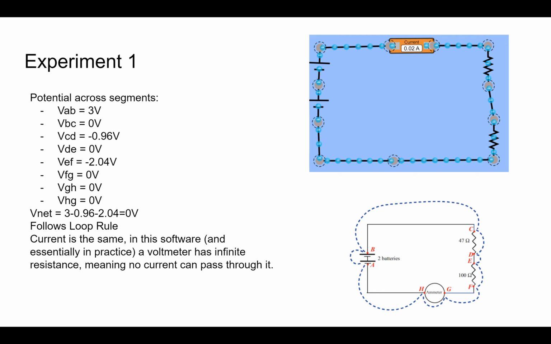And then if you do the potential across the segments, you'll see that from A to B it's 3 volts, B to C it's 0, C to D it's negative 0.96, D to E it's 0, E to F it's negative 2.04, and then the rest is 0. So then if you do V net, it's 3 minus the voltage drop across the resistors, and you get 0, and this follows the loop rule, right?